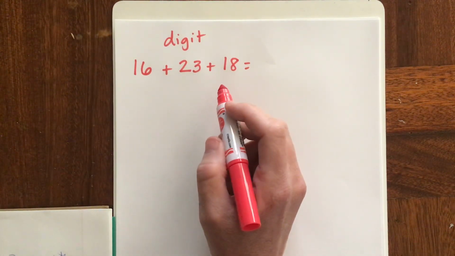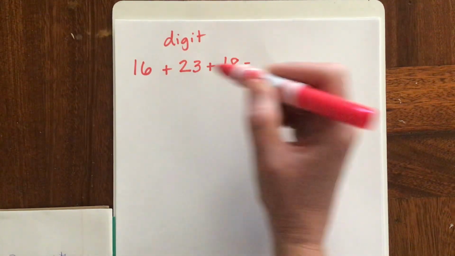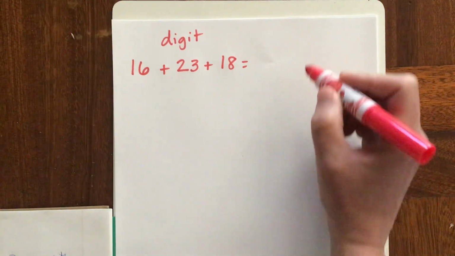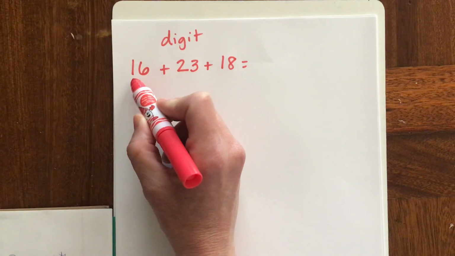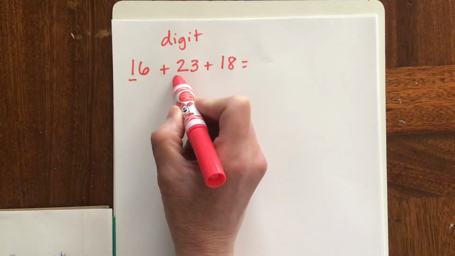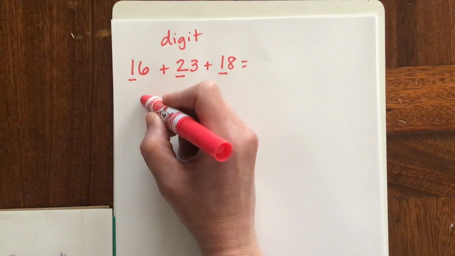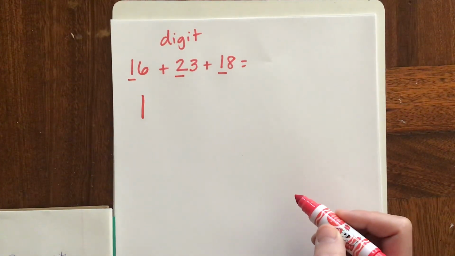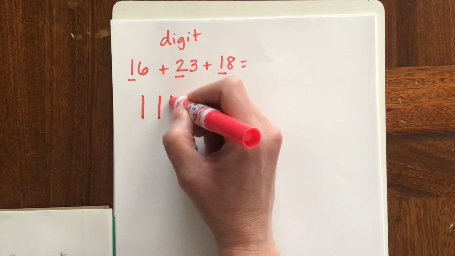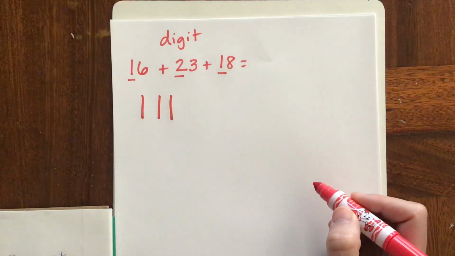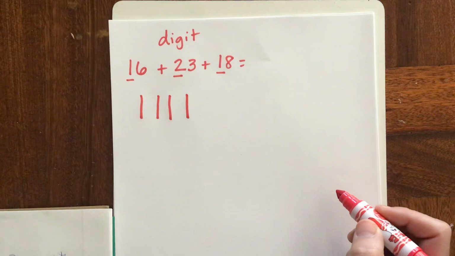Let's draw with base 10 blocks. Do you remember the base 10 block? If you do one long, it looks like that. And then the dots are like singles. So let's go through first and we'll do our tens. So 16 has 1 ten, so I'm going to draw 1 there. 23 has 2 tens. And then 18 has 1 ten.